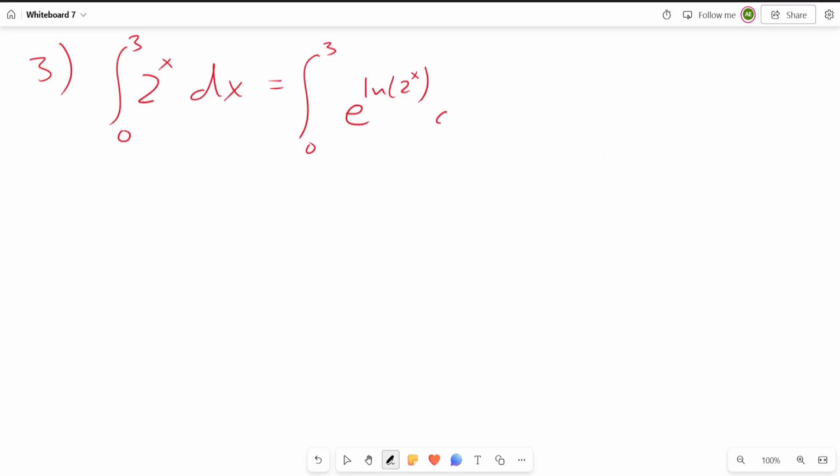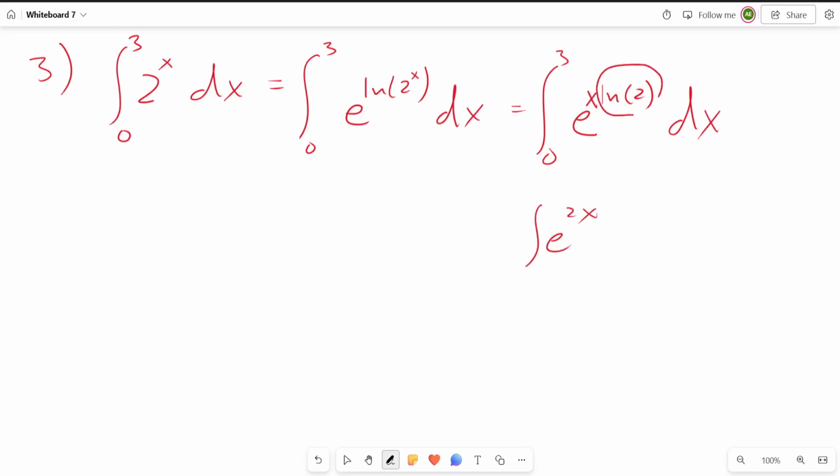And why did I do that? Because I know that I can write this as e to the power, I can take this 2 to the power of x, I can take this x and multiply it to ln over here. These are the properties of natural logarithms and logarithms in general. So it's going to be x times ln of 2 dx. So over here, I can integrate. This is now similar to integration of e power 2x, let's say, because this ln 2 is just a number, just similar to this over here.